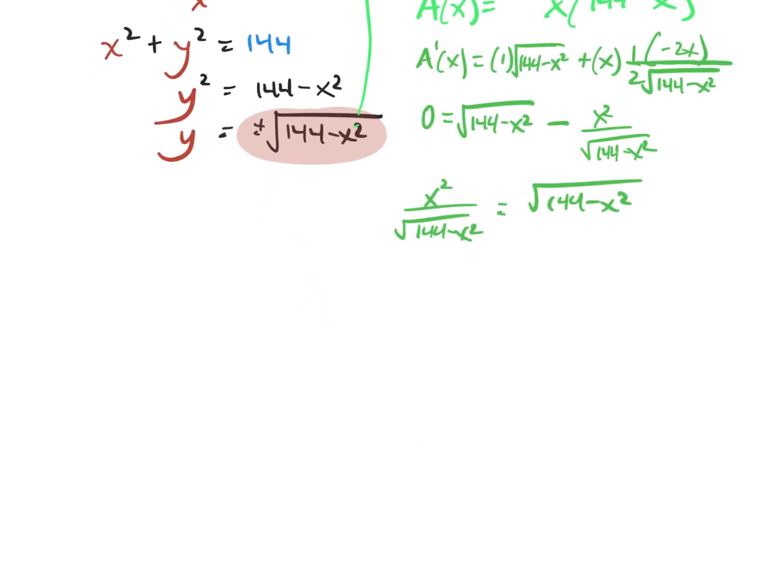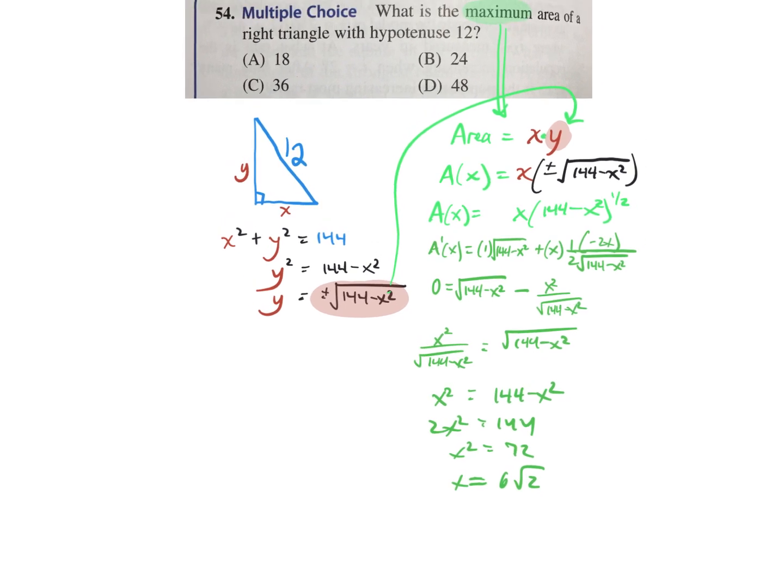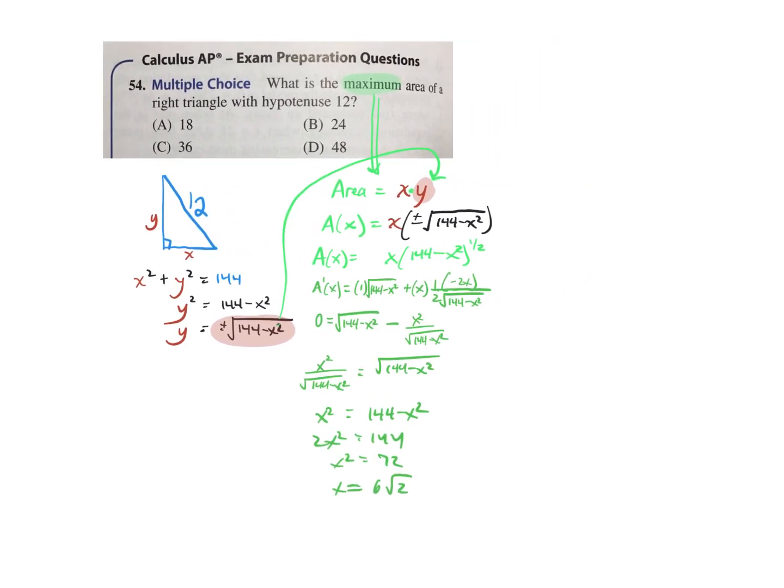On the left, all that remains is x squared. And on the right, we have 144 minus x squared. So 2x squared is 144, and x squared is 72, and x is the square root of 72, or 6 root 2. Okay, we could use the first derivative test and a side chart to show that this is a relative maximum, but that's a waste of time. It's not going to be a relative minimum because we could minimize this area converging to 0.